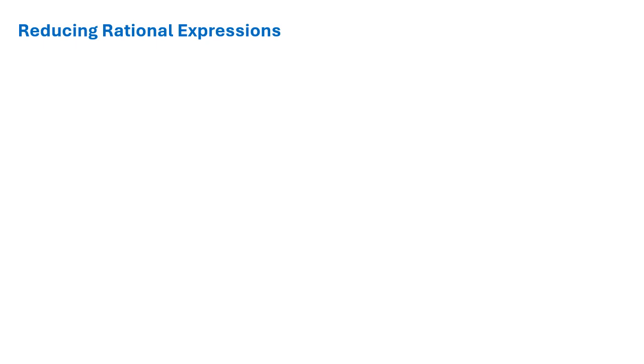In this lesson, we are going to learn how to reduce rational expressions. Let's take one example. We're going to look at the example x squared minus 4x divided by x squared minus 16. This is an example of a rational expression. Let me show you an example of what we're doing right here.